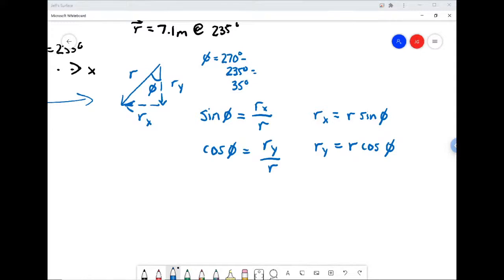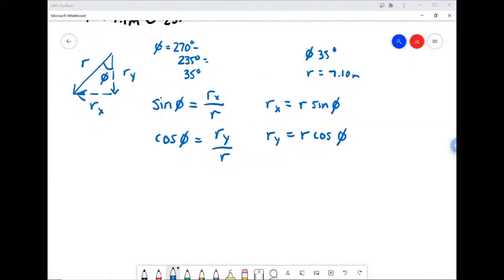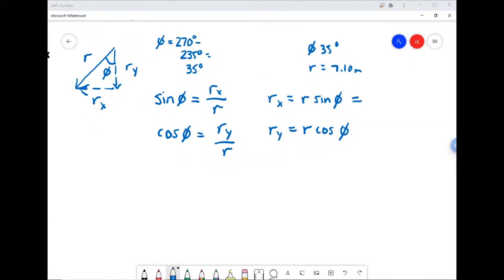Okay? So at this point, you plug and chug in your calculator. Make sure your calculator is in degree mode. So phi is 35 degrees, and R is 7.10 meters. When I plugged that in, I got the x component equal to 4.07 meters, and the y component is 5.82 meters. Okay.